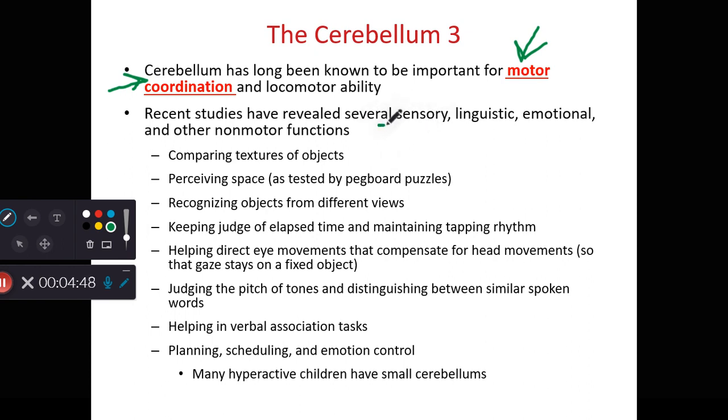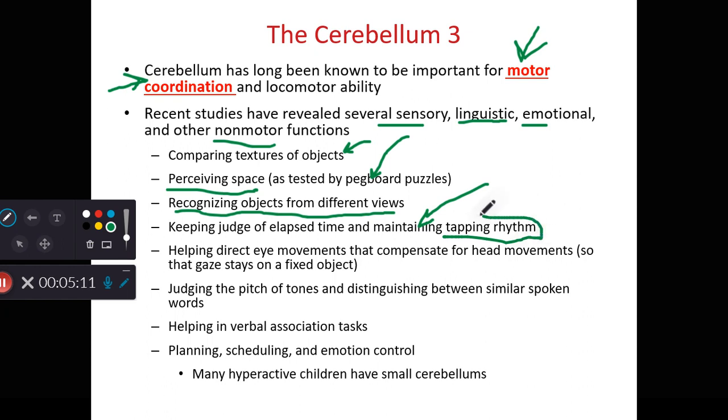We also have sensory processing, linguistic processing, emotional processing, and other non-motor functions, comparing textures, space perception. People with cerebellar damage have a hard time working on pegboard puzzles, recognizing different objects from different views, so rotating an object within your mind, judging time, maintaining tapping rhythm. For those of you who have ever tried to clap to the beat, this is something that's regulated by our cerebellum. Directing eye movements to compensate for head movements.